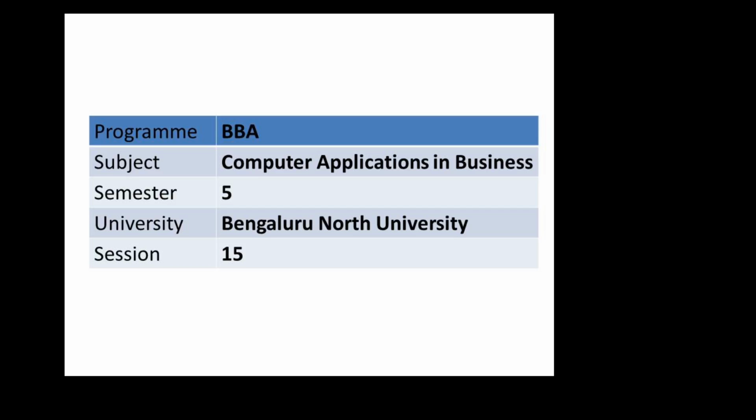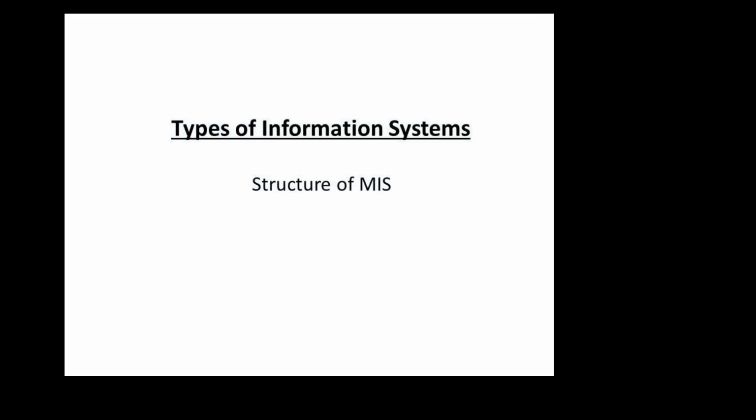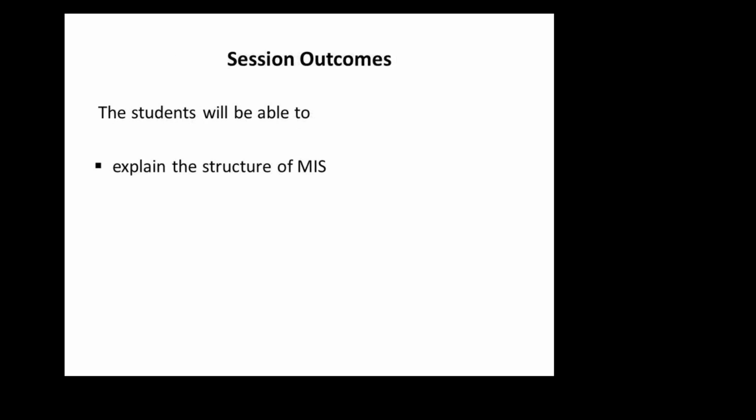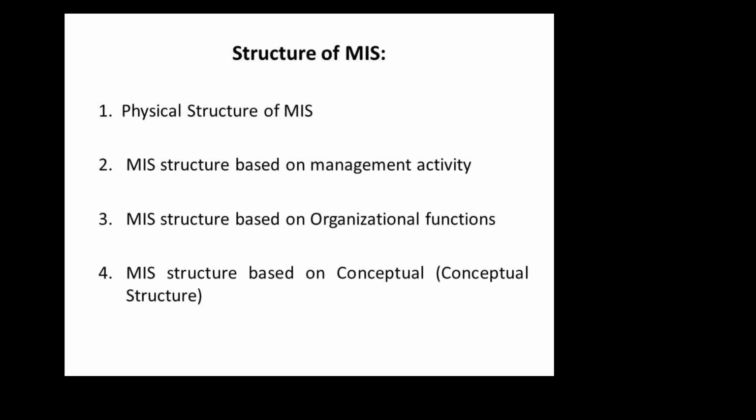This is the 15th session of the subject Computer Application in Business of BBA 5th semester affiliated to Bangalore North University. In the current session, we would be discussing the structure of management information system under the chapter unit 2, types of information systems. The learning objectives of the chapter is to provide an overview of different types of information systems. After this session, the students will be able to explain the structure of management information system. And here we start with the discussion on the topic of this session, structure of management information system.